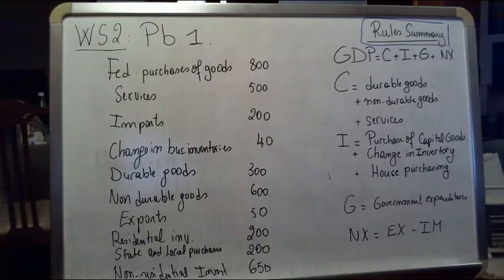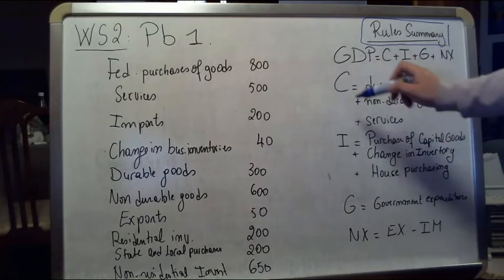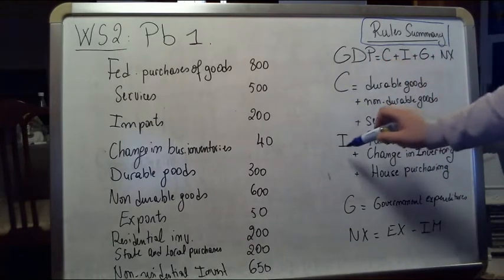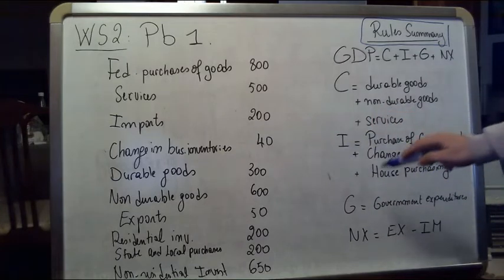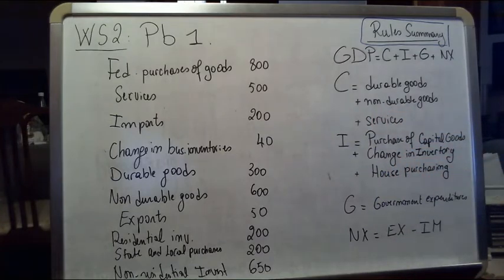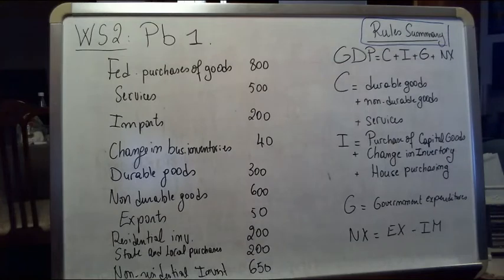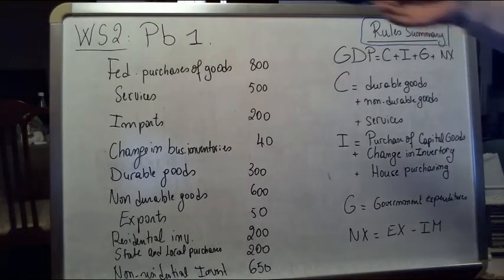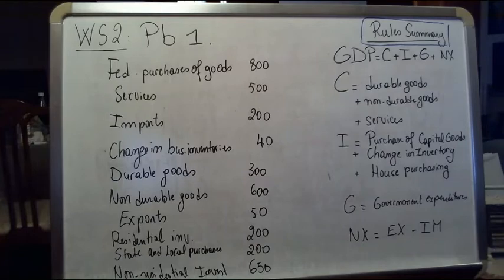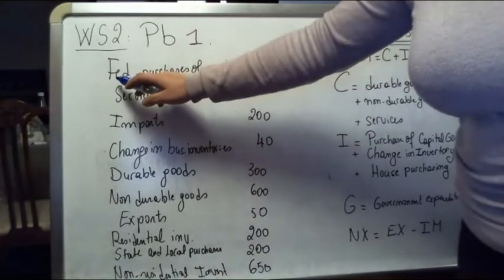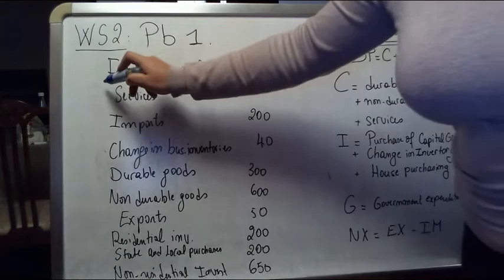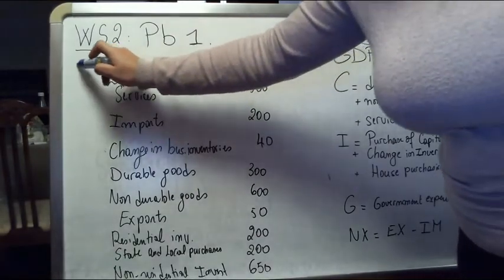Obviously, we need to calculate first, as in the questions, the consumption C, then investment, then the government expenditures or purchases, net exports, and finally the GDP. First, let's analyze further the data and the given. What is federal purchases of goods? Federal means government.